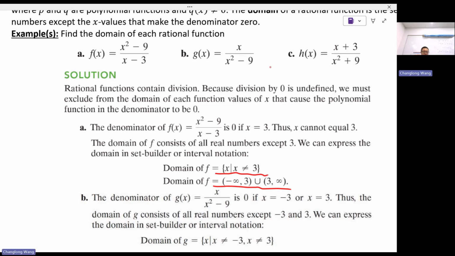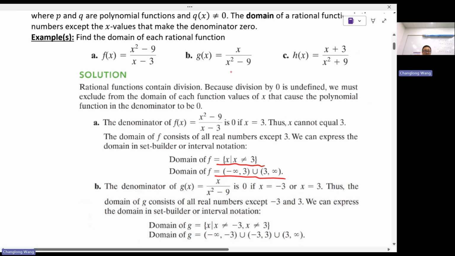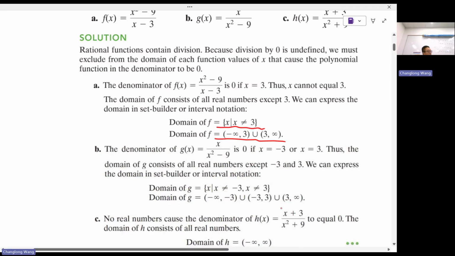Now in letter B, of course, you already see it, since that was just a screenshot. But I want everyone to realize there are 2 poles in the denominator of g of x, which are plus or minus 3. And therefore, those are the 2 numbers that you should skip or rule out from the real number set to get you the domain of g.